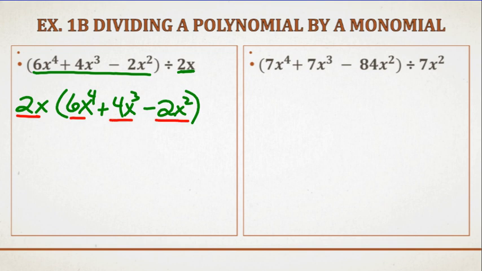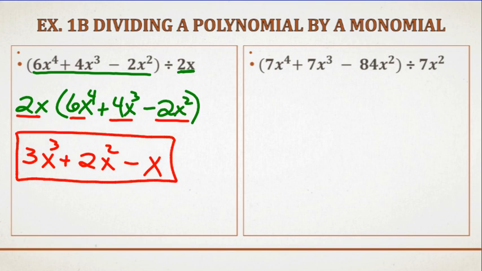And so when I do that, 6 divided by 2 gives me 3. X to the fourth divided by x is x cubed. Our next term, our plus sign down, 4 divided by 2 is 2. X cubed divided by x is x squared. Our minus sign down, 2 divided by 2 is 1. X squared divided by x is just x. And that would be your answer.